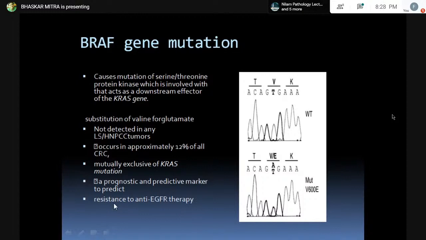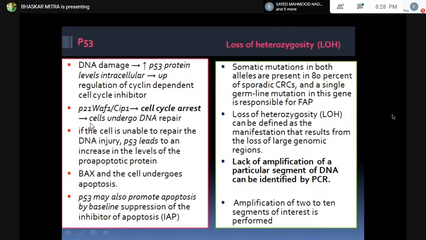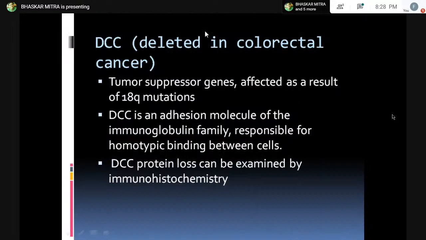There may be P53 mutation. P53 is the guardian of the genome. If there is damage, it stops the cell cycle and allows the cell to repair. If P53 is mutated, the cells won't get time to repair, and there is also a decrease in apoptosis. Loss of heterozygosity again causes increased mutation. DCC, or deleted in colorectal cancer, a tumor suppressor gene, when mutated also causes colorectal cancer.